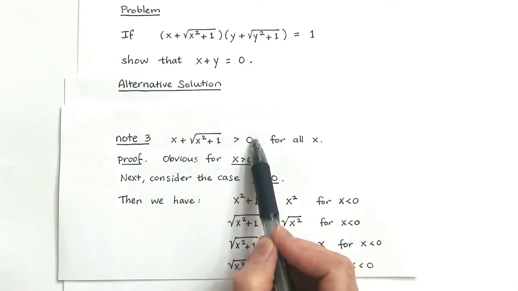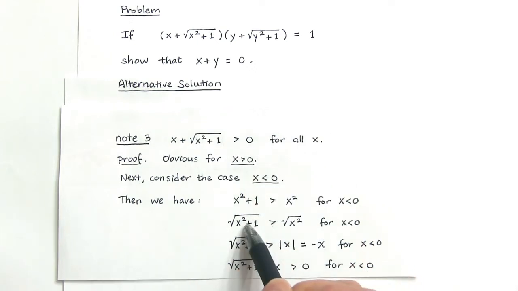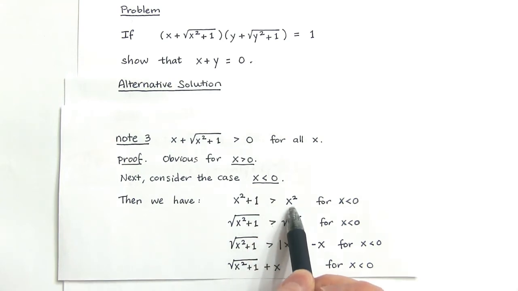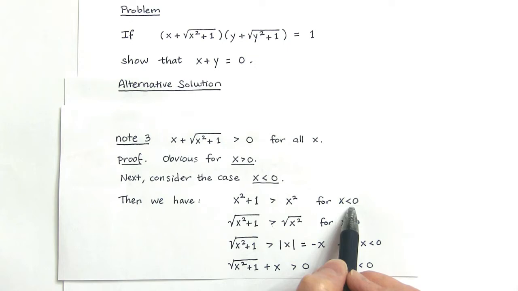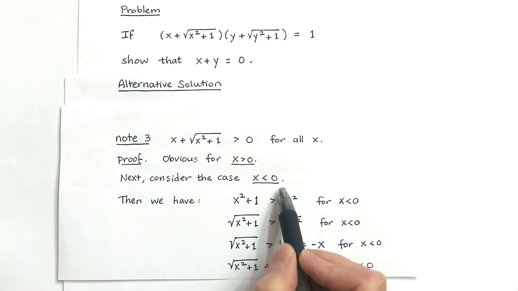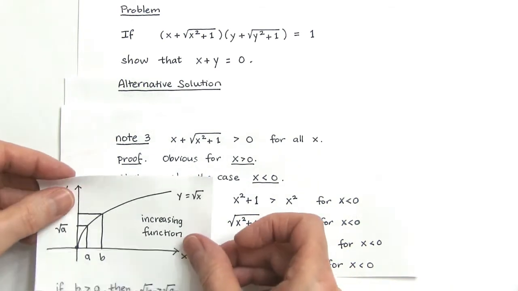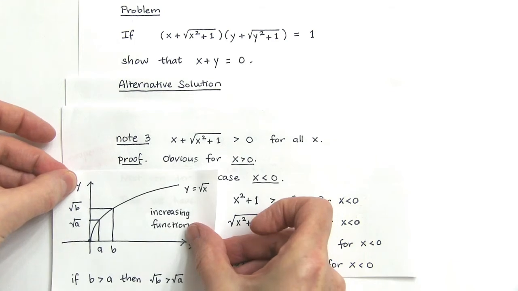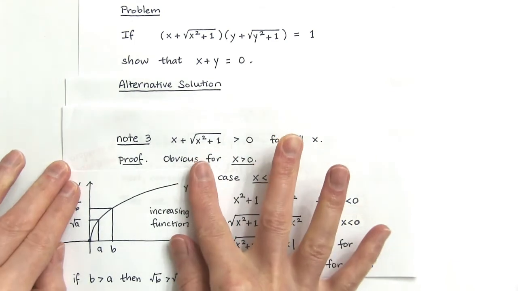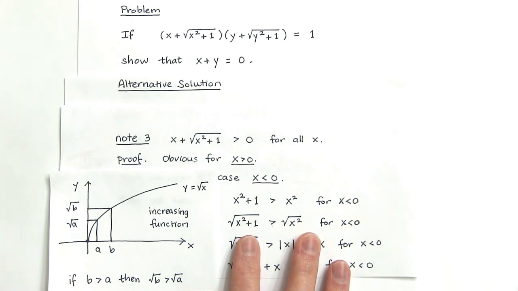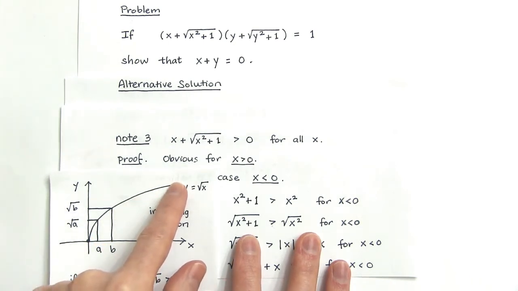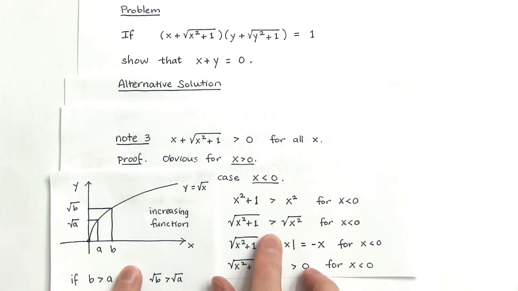And I can show that step by step like this. First observe that x squared, when I add 1 to it, is strictly greater than just x squared for any value of x. In particular, if x is negative, this is true. Then I take the square root of each side of this inequality, and when I do that, the inequality is maintained. And that's true because the square root function is an increasing function, so it preserves inequalities like this.